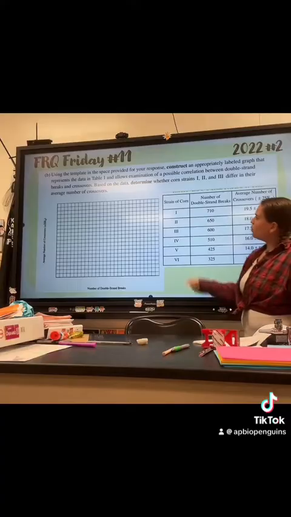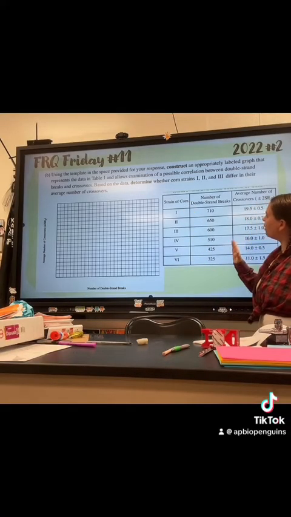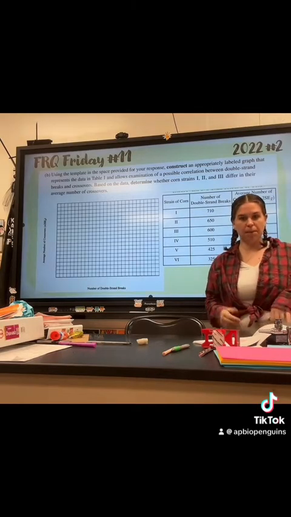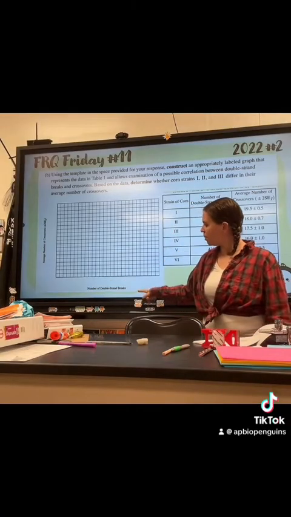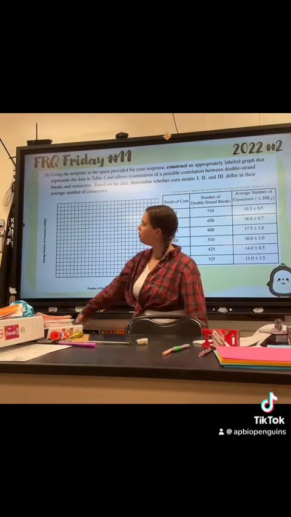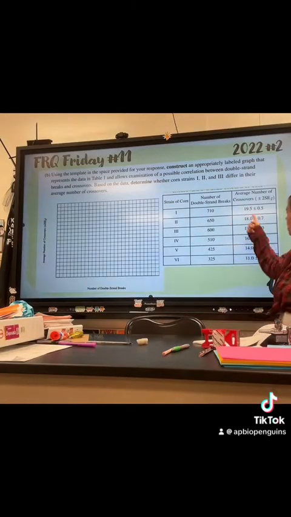So for this data, we've been given the 6 different strains of corn, as well as the number of double-stranded breaks and the average number of crossovers. So this means to me that it's going to be some type of scatter plot. They've already labeled the axes for us, number of double-stranded breaks, as well as average number of crossovers. So I know it's on my X and my Y. And so I'm going to plot each of these individual points.